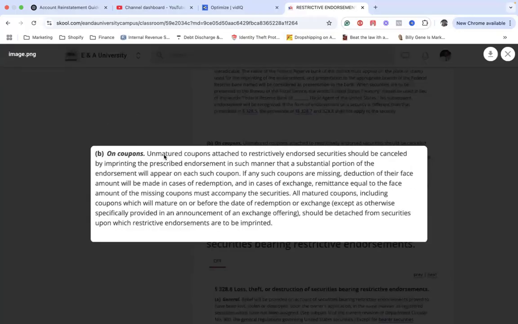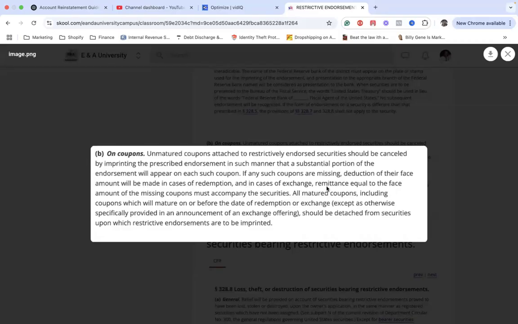On coupons, unmatured coupons attached to restrictively endorsed securities should be canceled by imprinting a prescribed endorsement in such manner that the substantial portion of the endorsement will appear on each coupon. If any such coupons are missing, deduction of their face amount will be made in case of the redemption.